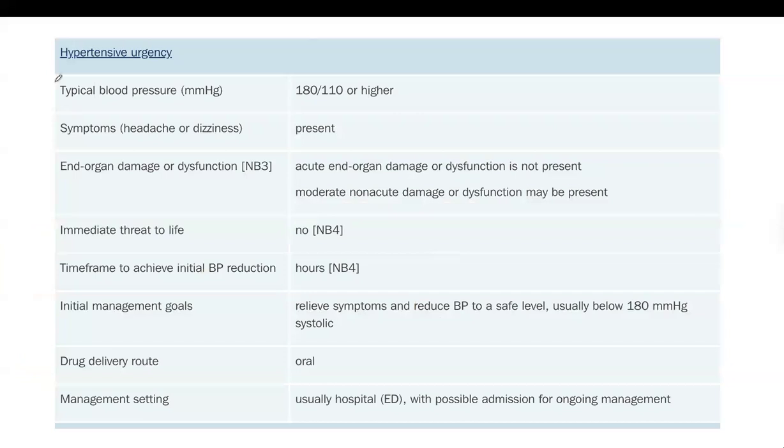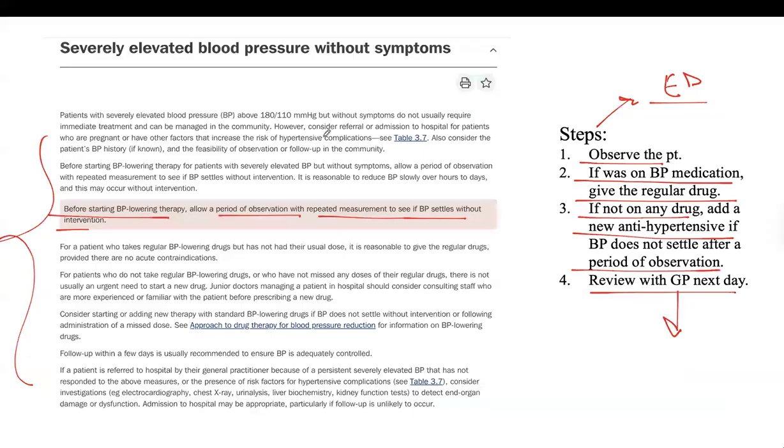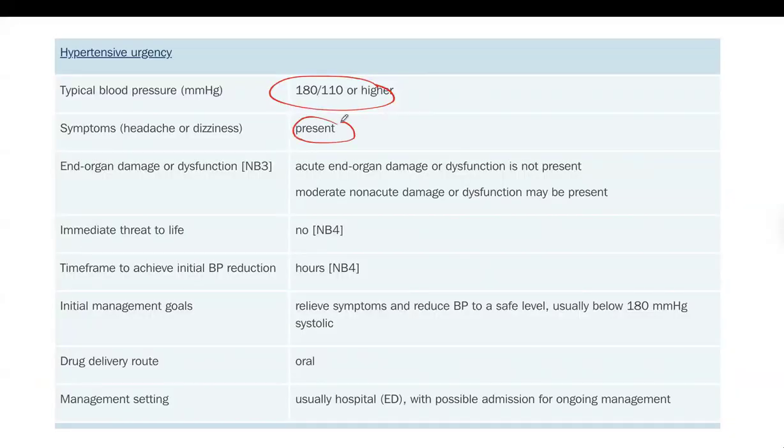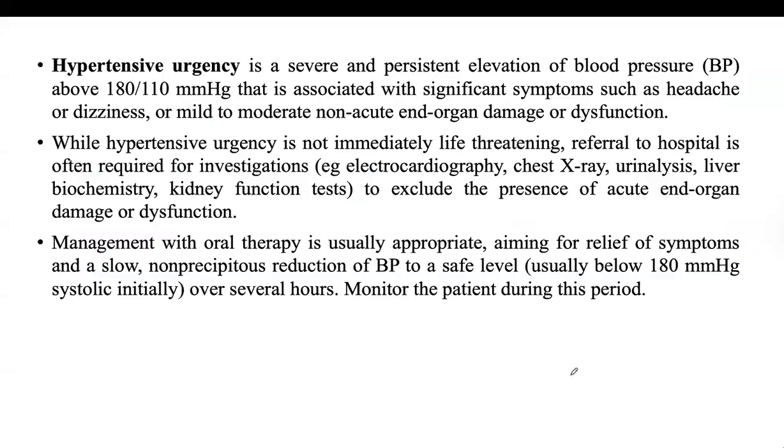Now we have got a patient who has symptoms. Same elevated BP, but the patient has symptoms. That's called hypertensive urgency. Is there an immediate threat to life? No. But in here, our time frame to achieve initial blood pressure reduction is hours. It's not days anymore. So we need to bring it down. And this is usually treated in a hospital setting.